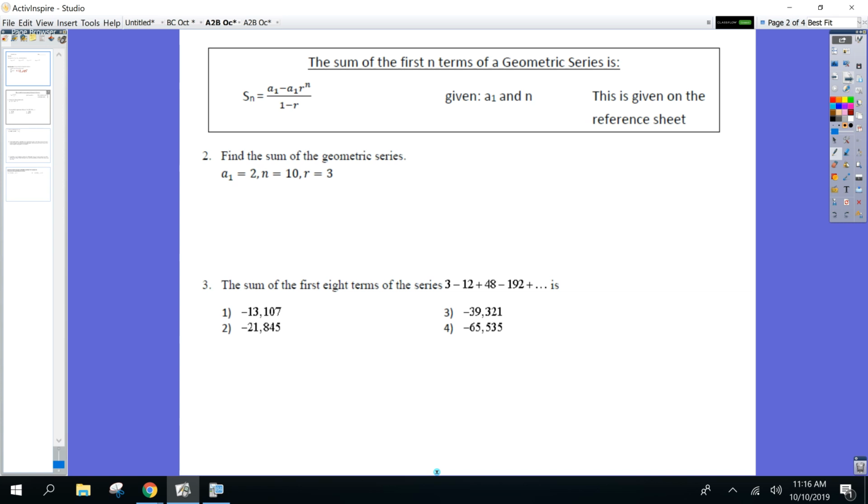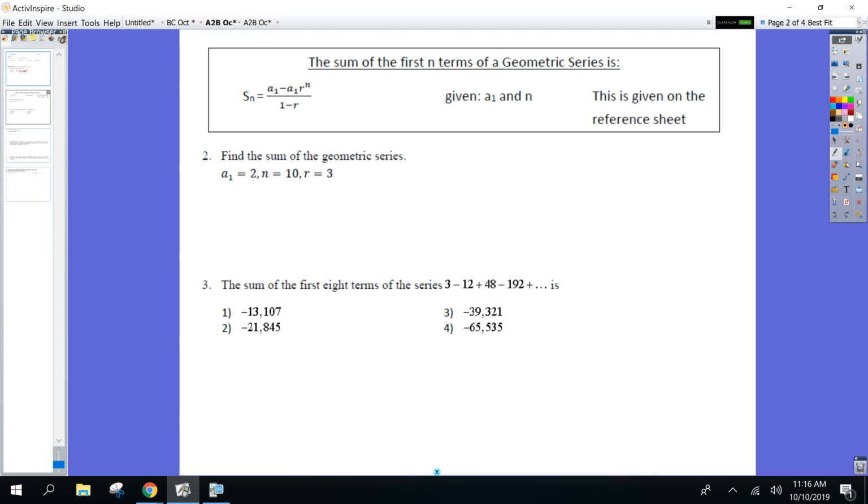Everyone see where it says geometric series, because series tells us we are adding the terms up in a geometric sequence. It looks pretty intense, doesn't it? But we know what each value means, right? A1 and R. Those are the only values you need. So look at number 2 on your sheet for me. Find the sum of this geometric series.